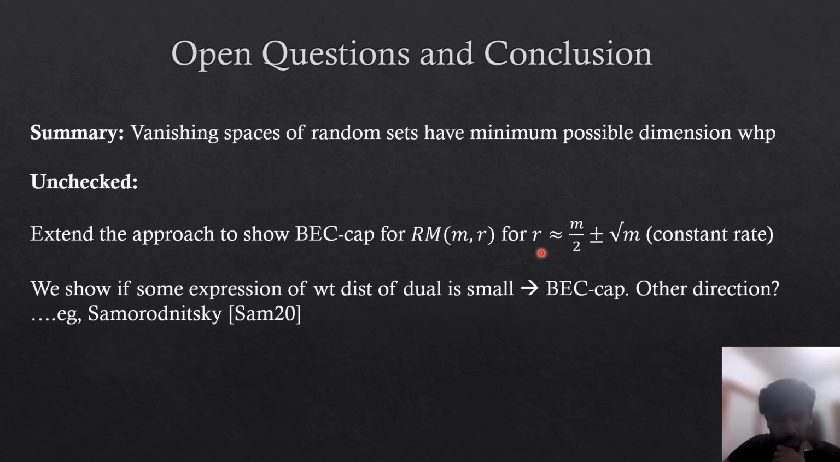And another very interesting question is that we show that if some expression involving the weight distribution of the dual code is small, then BEC capacity of a code is achieved. What about the other direction? That is, if I tell you the BEC capacity for a particular code is achieved, can you show that this weight distribution that we were alluding to in previous slides is actually small? There is a result of such sort by Samorodnitsky, but as far as I know, that parameter range is different from the parameter range we are considering.